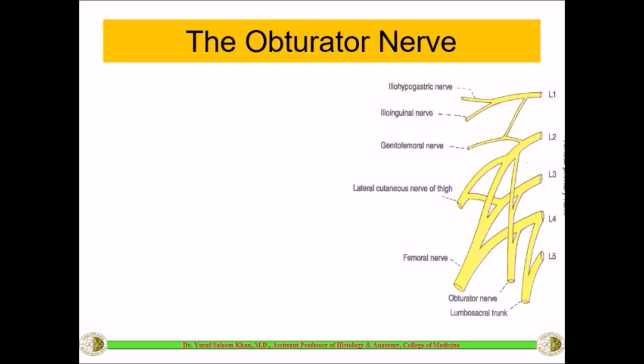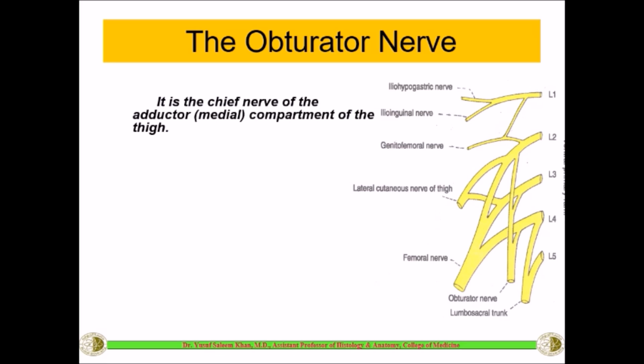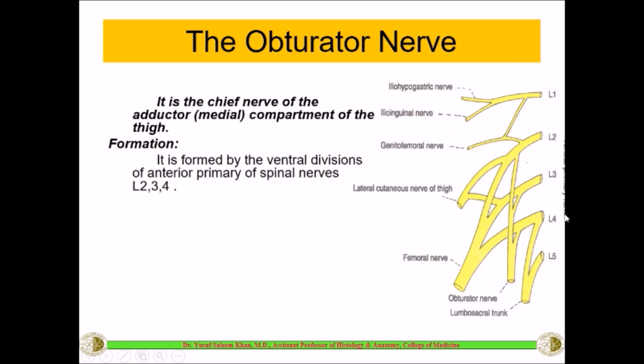Now coming to the obturator nerve, which supplies the adductor compartment. The obturator nerve, as I said, is the chief nerve of the adductor compartment, or the medial compartment of the thigh. And the formation, you can see here, this is a picture which shows the formation. This is the lumbar plexus and you can see the formation of the femoral nerve here. This is from the root values of L2, L3 and L4. Similarly, the origin of the obturator nerve is also from the same root values L2, L3 and L4.